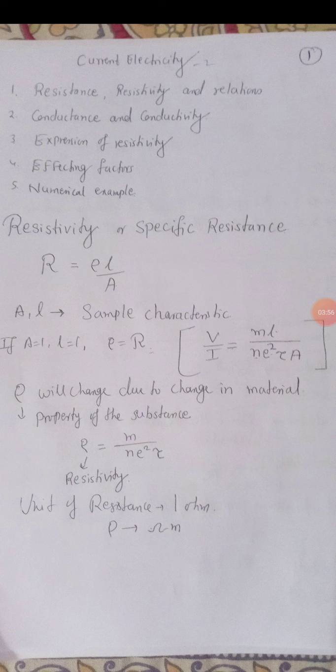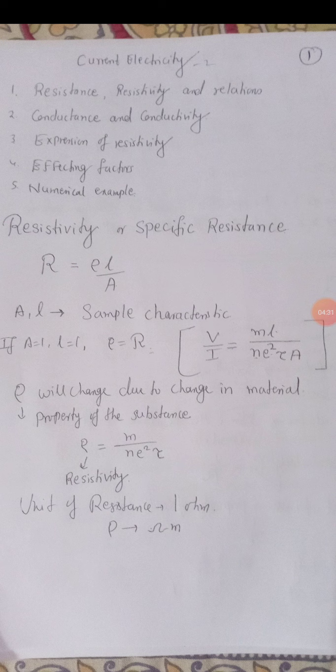And now we have another formula for resistivity. You can see I have written it, m upon n e square tau. So these are the factors on which resistivity will depend. Mass is a constant, e is also constant, tau is constant. It is only the n, small letter n, student, which will decide the value of resistivity, and small n will change only when we change the substance. So got it, student?